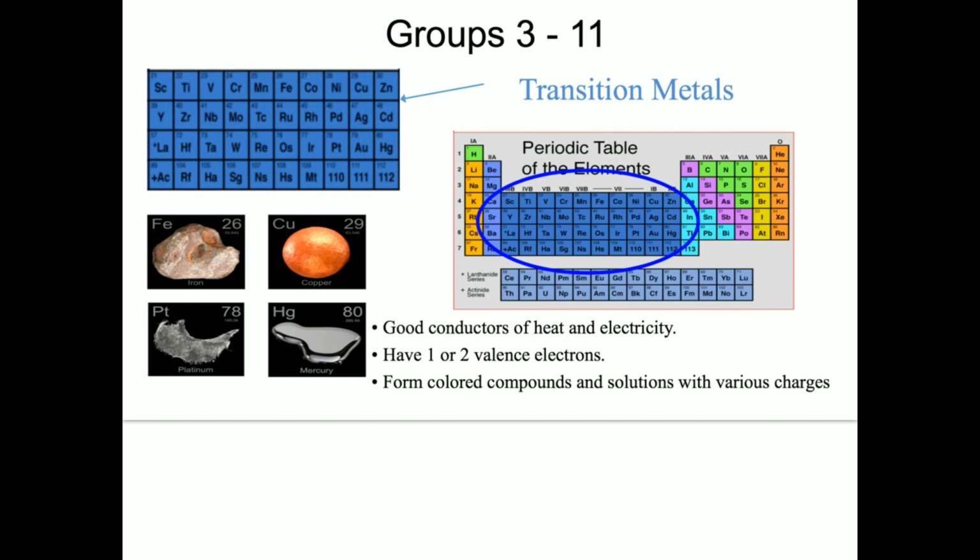Group numbers 3 through 11 are a special set of elements called transition metals. They are all metallic in character, but they have variable positive oxidation states. They transition between these, hence the name transition metal. Finally, these elements tend to produce colored solutions. Human blood is red because it contains the transition metal iron. Colored paints and other pigments also typically contain transition metals.